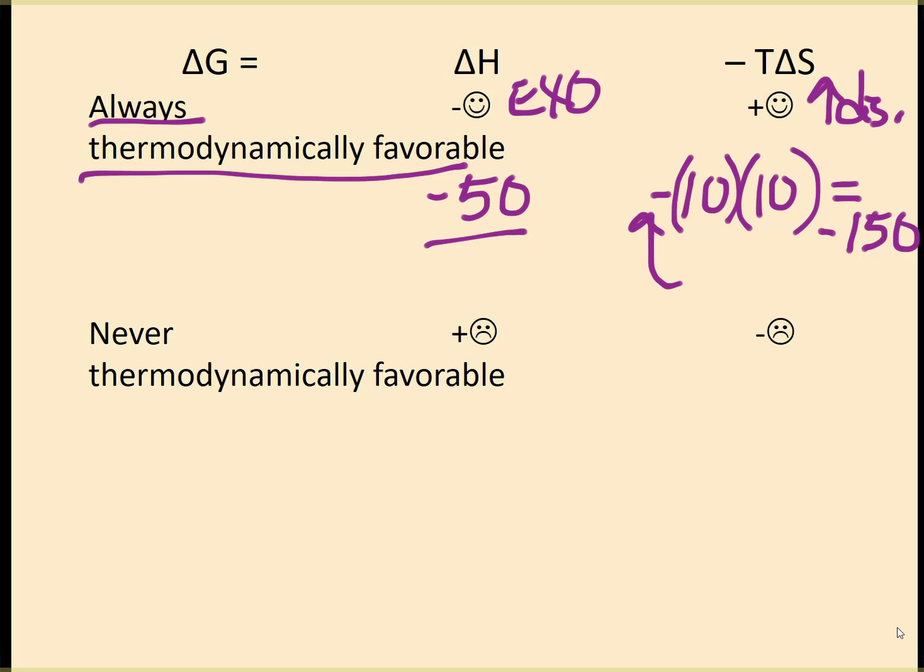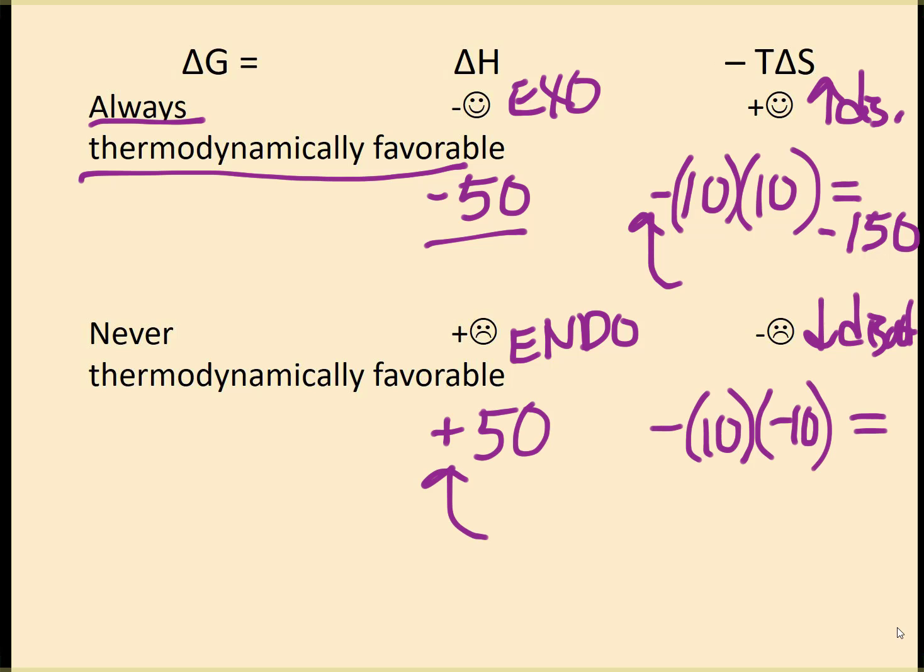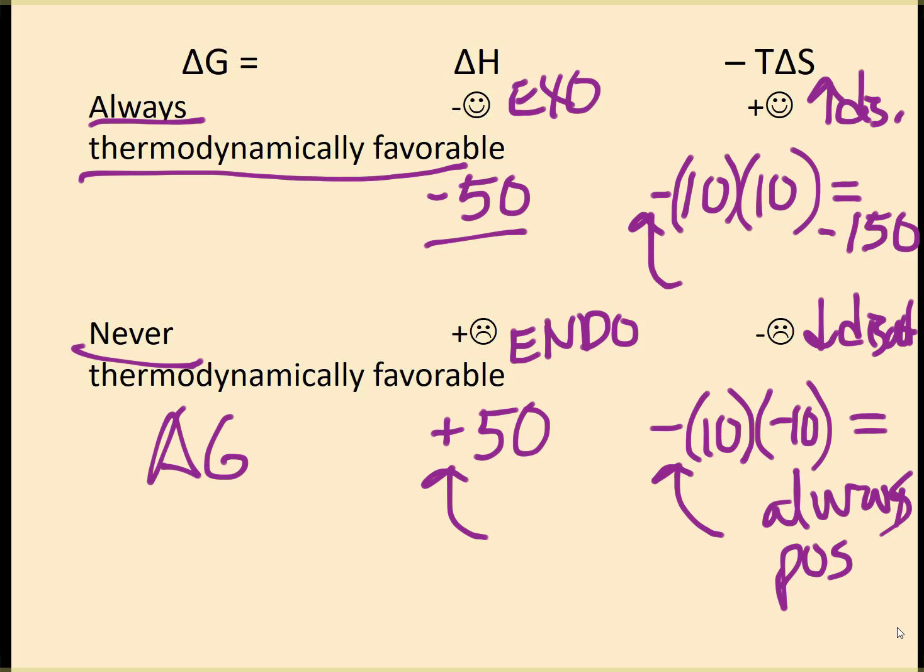However, if I have the opposite, so I have an endothermic reaction and I am decreasing disorder, and I'm just going to put in some fake numbers just so we can see this. I see that I'm always going to have a positive number with my endothermic reaction. And then here, I'm going to have a negative times a negative. It's going to be positive. There's nothing here to make it negative. So I'm always going to get a positive number. So therefore, it will never be thermodynamically favorable. Delta G is going to be positive.